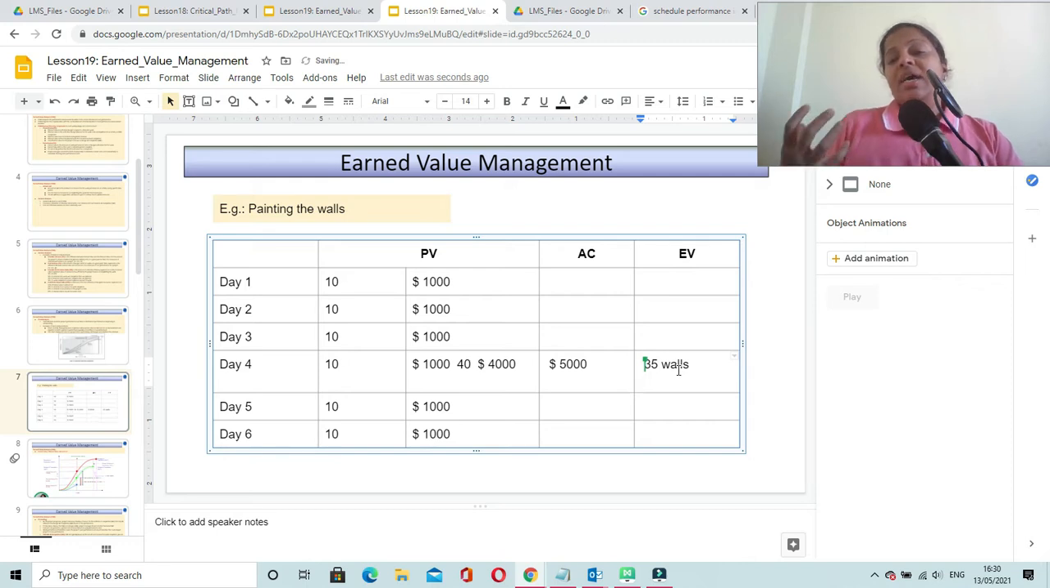So the earned value will be the value of actual amount of work that is accomplished, and the actual amount of work that we have completed is only 35 walls. So for this, depending on the initial plan, the team should have consumed $3,500. Now let us plot this on a graph. So here we can see that the planned value is $4,000, the actual cost or the actual money spent is $5,000, and the earned value is $3,500.